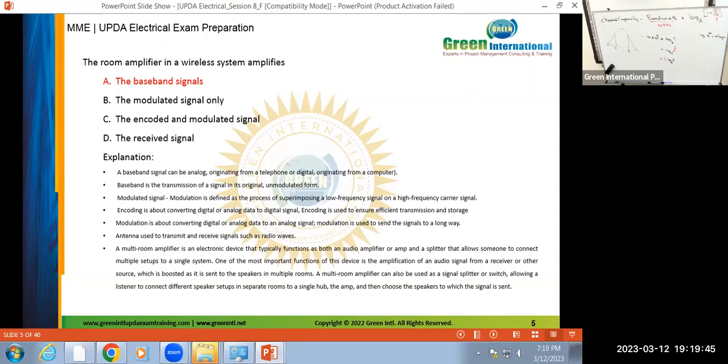For the particular question, the answer is baseband. So here I do the explanation for all the other options. What is the modulated signal? What is the encoded modulated? Because sometimes we may have a question later based on the options. So that's why I explain the options. For the particular question, the answer is baseband. And later I will share this slide.